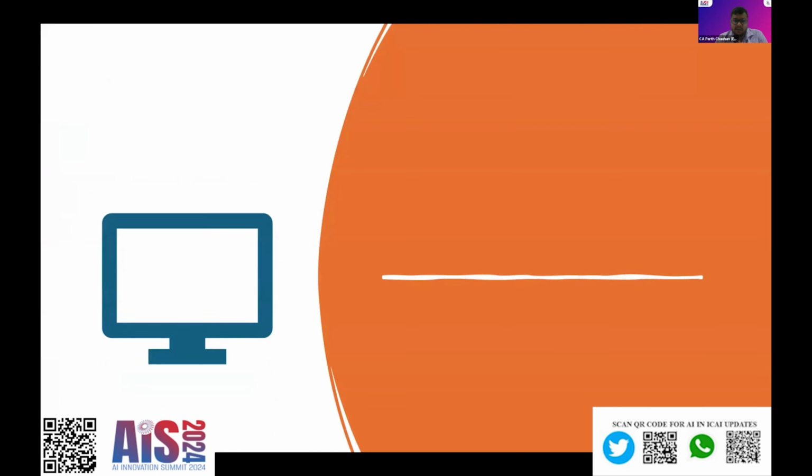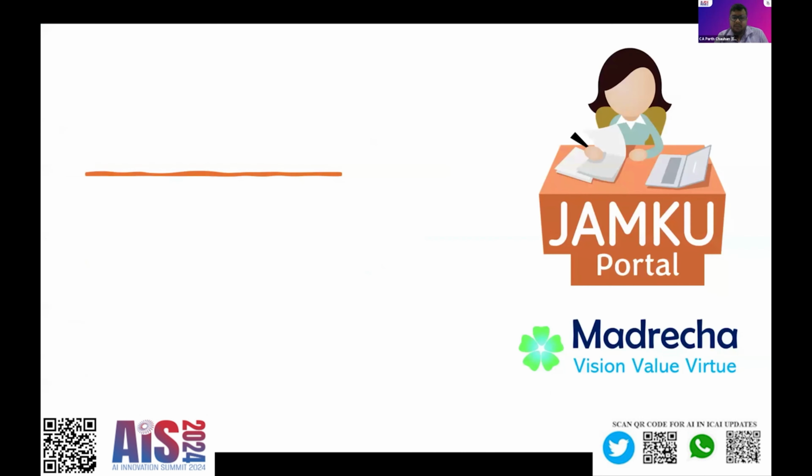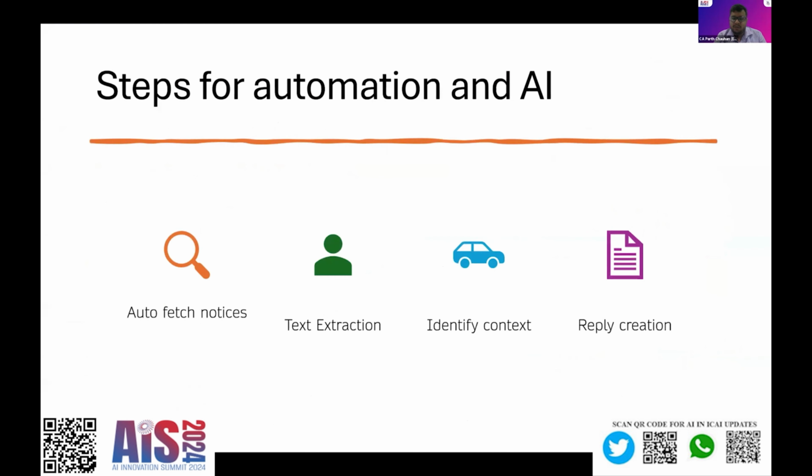So this is what I presented. I've given the live demo of the same. Now, how can we use such technology to automate or draft responses from GST? Let me explain the task over here. The steps for automation involved are, first, you need to auto-fetch the data from the GST site or income tax site, whichever site you prefer. Then you have to do text extraction.